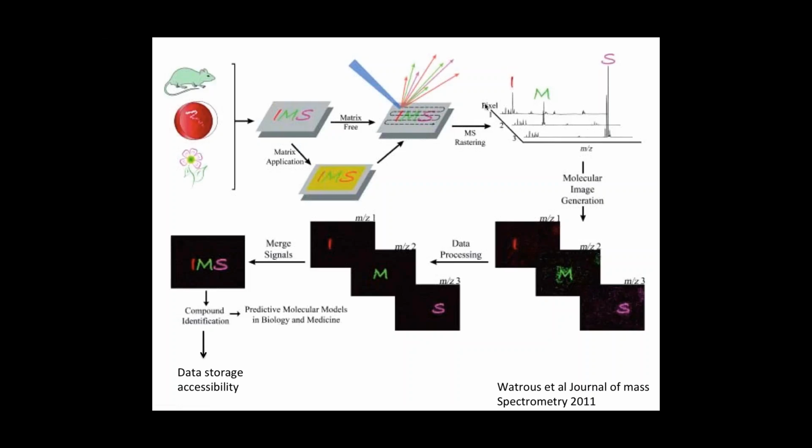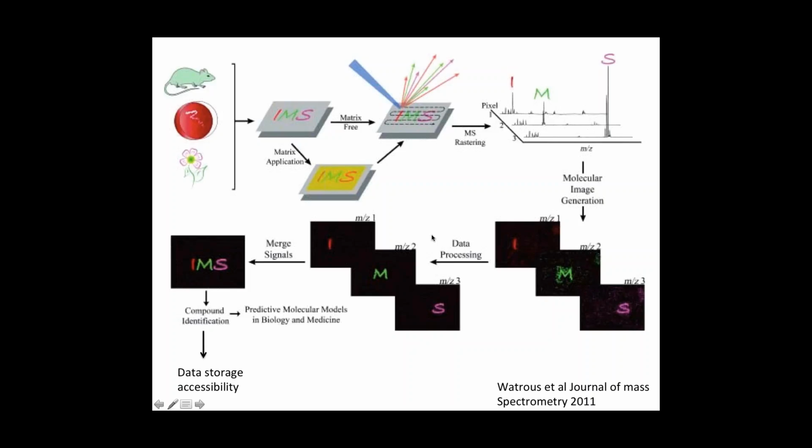And so if you're in one of these pixels and you see a specific ion, you can now color that specific ion in this spatial profile. Here we would have an m/z 1, 2 versus 3, and you get different spatial distributions.